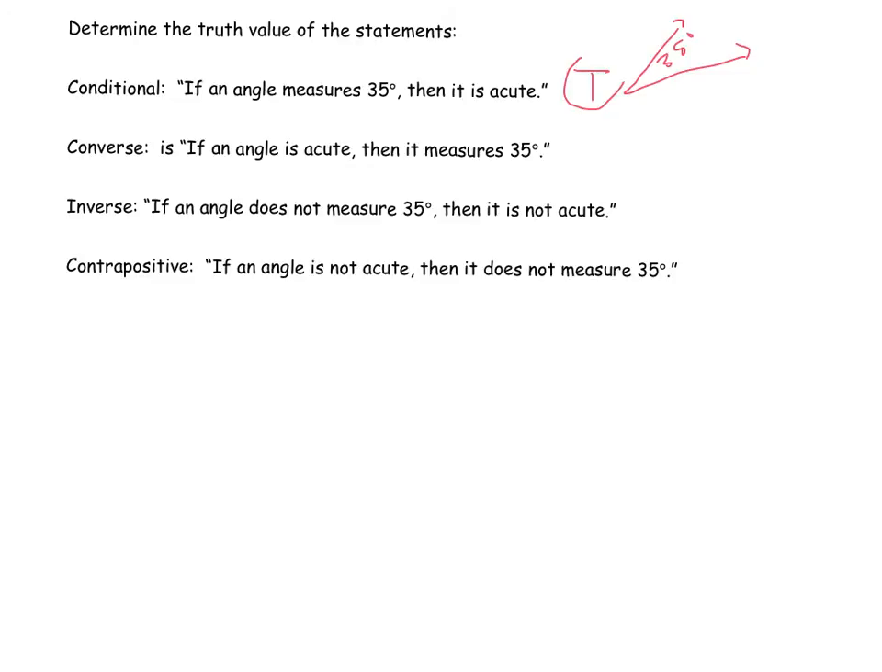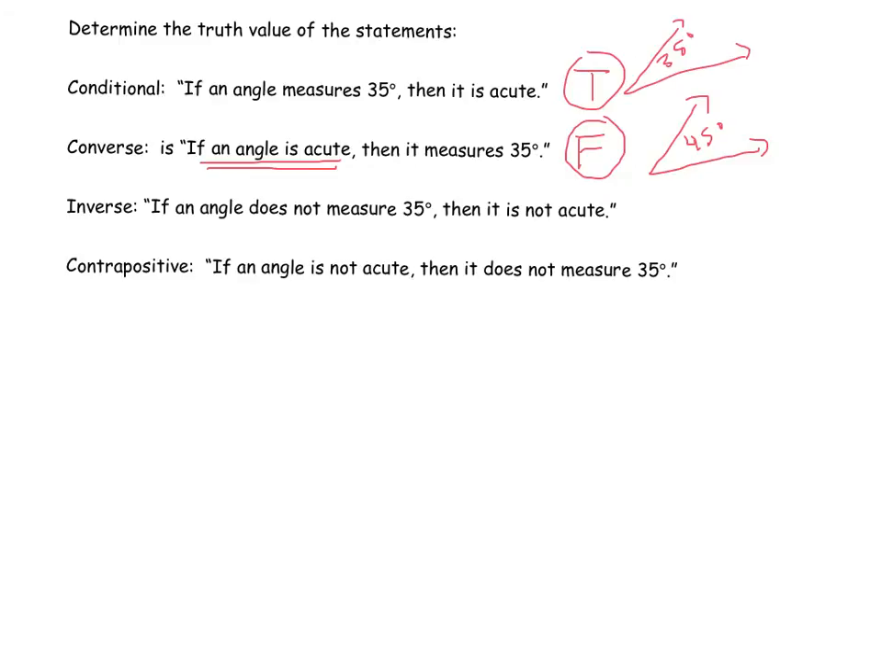So that is true. The next statement says, if an angle is acute, then it measures 35 degrees. Well, the question is, if we meet the hypothesis, does the conclusion have to be true? Well, no. I can give a counterexample. I could give a 45-degree angle as a counterexample. This angle is acute, but does not measure 35 degrees. So it is a counterexample to this statement, and it shows that the statement is false.